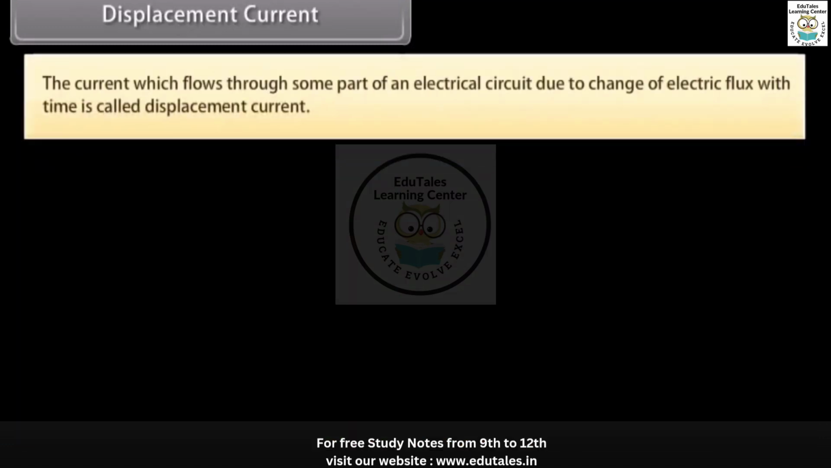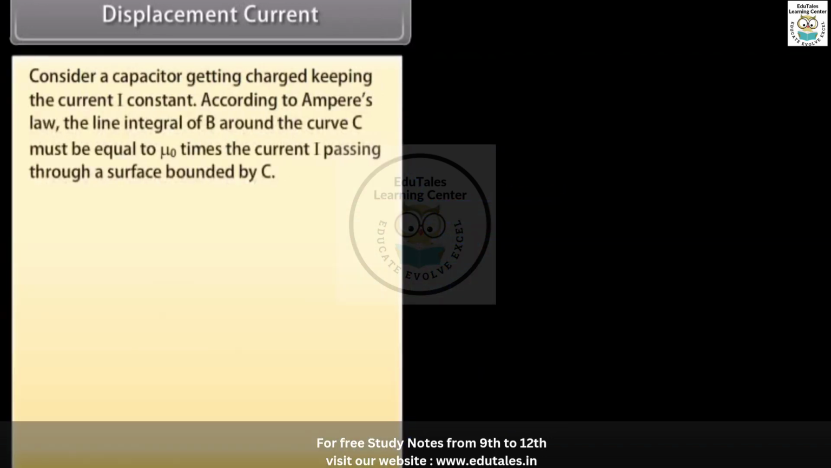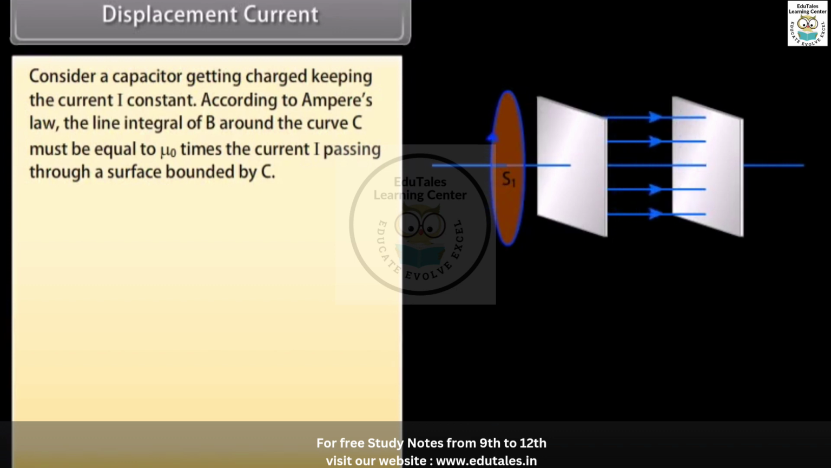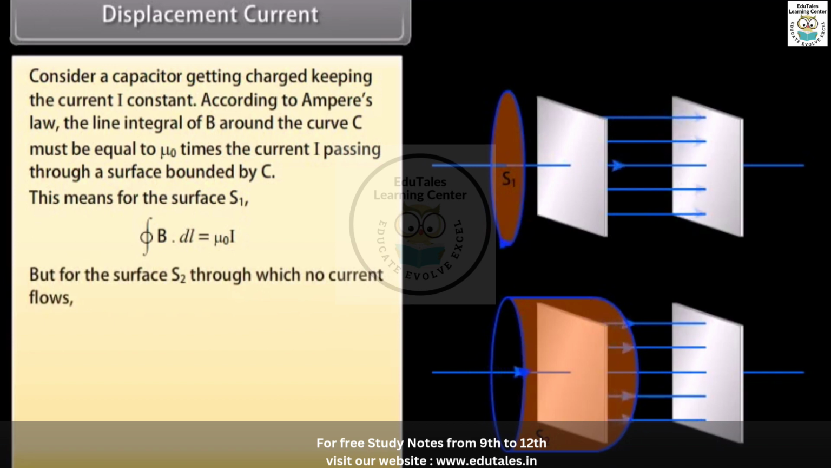Displacement current. The current which flows through some part of an electrical circuit due to change of electric flux with time is called displacement current. Consider a capacitor getting charged keeping the current I constant. According to Ampere's law, the line integral of B around the curve C must be equal to mu naught times the current I passing through a surface bounded by C. This means for the surface S1, closed integral of B dot dl is equal to mu naught I. But for the surface S2 through which no current flows, closed integral of B dot dl is equal to 0. It means there is an inconsistency.